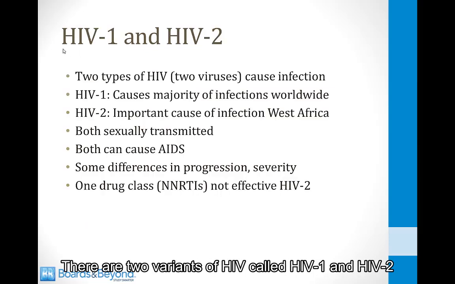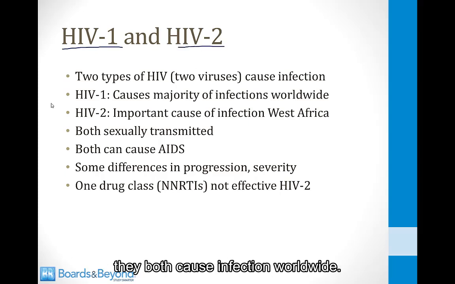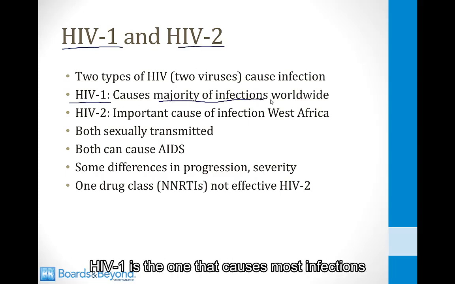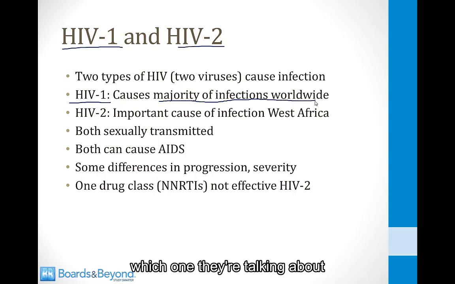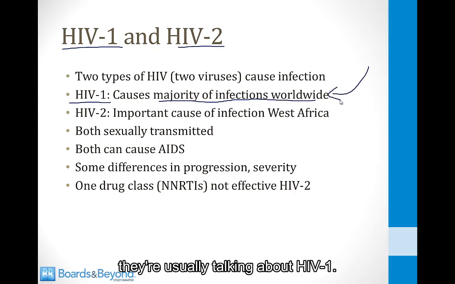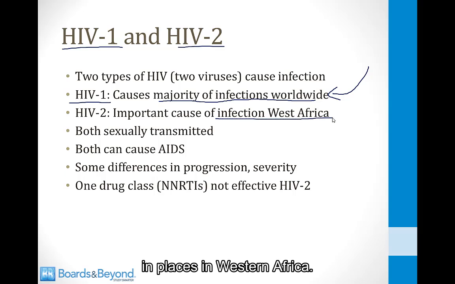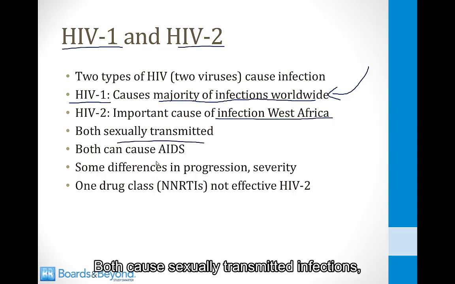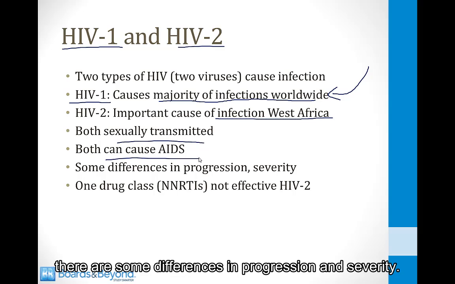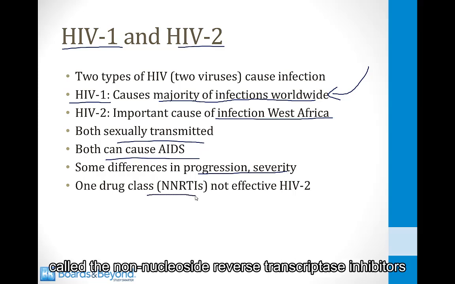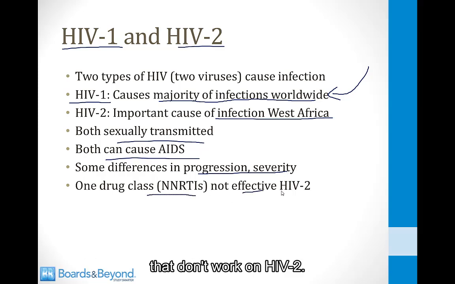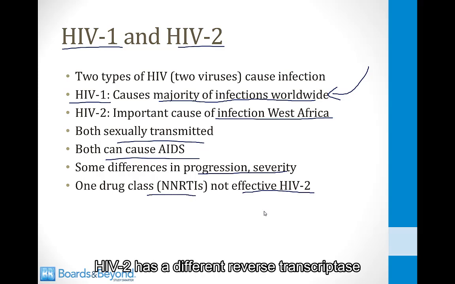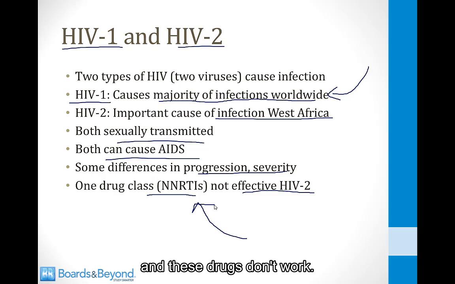There are 2 variants of HIV called HIV1 and HIV2. They both cause infection worldwide. HIV1 is the one that causes most infections around the world, and if people don't mention which one they're talking about, they're usually talking about HIV1. HIV2 is a special cause of HIV in places in Western Africa. Both cause sexually transmitted infections, both can cause AIDS. There are some differences in progression and severity, and there's one class of drugs called the non-nucleoside reverse transcriptase inhibitors that don't work on HIV2. HIV2 has a different reverse transcriptase, and these drugs don't work.